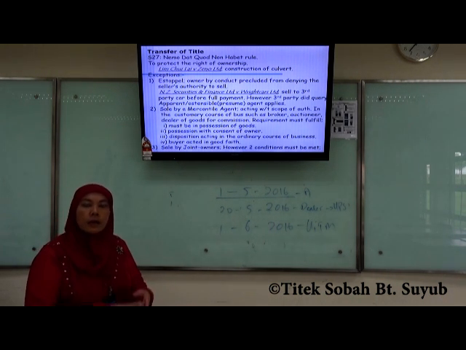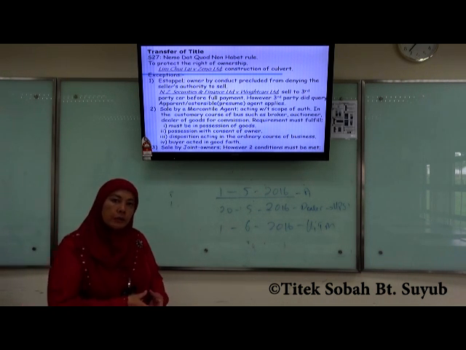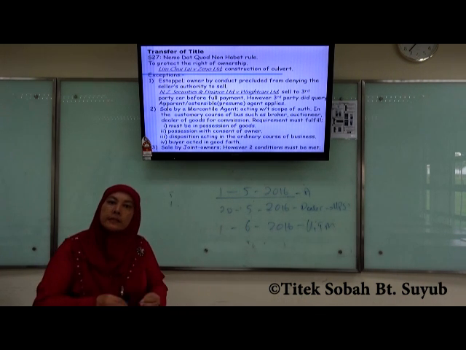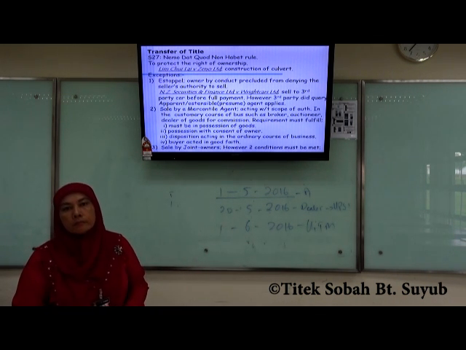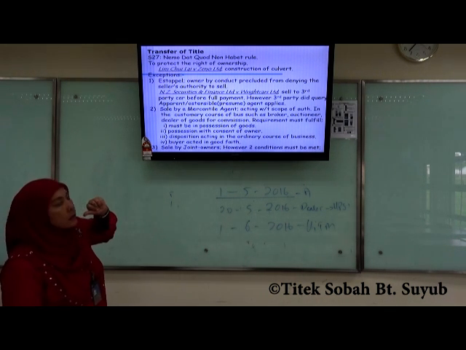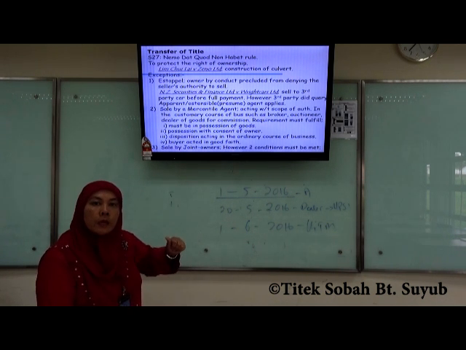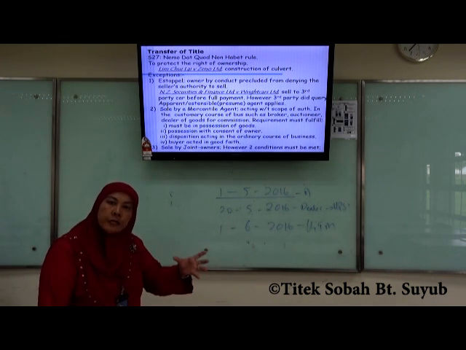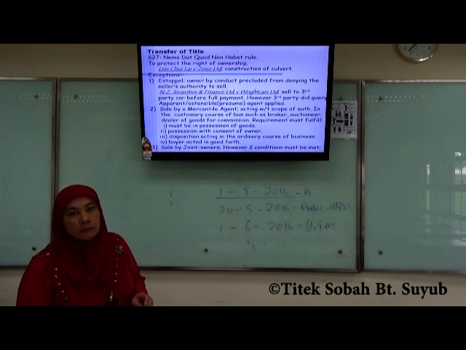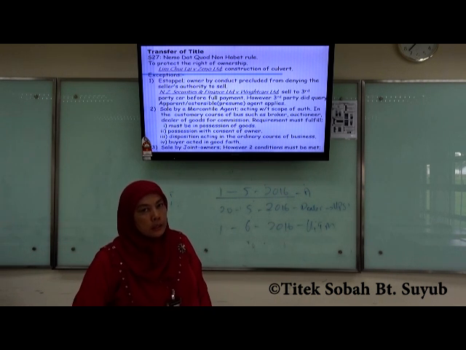Exceptions mean these are the situations whereby a buyer bought goods from a seller who does not have good title, and that buyer still has good title. Number one is because of estoppel. Estoppel from the word stop. Who is being estopped here? The original owner is being estopped from saying that this good is his. He does not allow the seller to dispose of it.